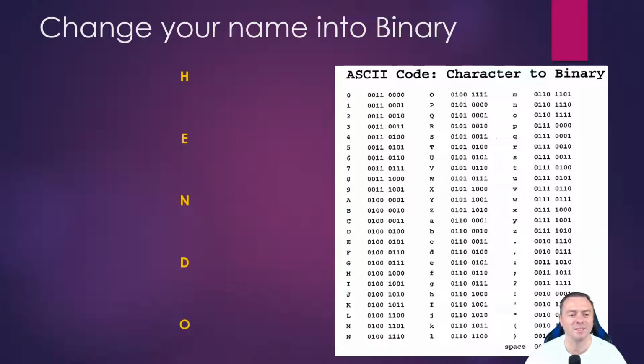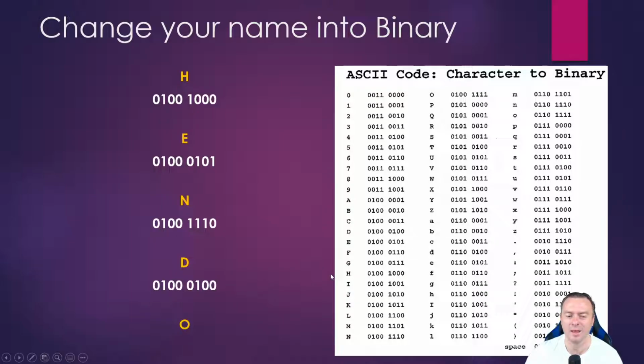Okay, so Hendo. If we go across and we look for H, there it is down here. So 01001000. Then it went to E. So down here, 01000101. Then the N across here. So 01001110. Then the D, 01000100. Then the O, 01001111. Awesome. Cool. So that's one way that you could do it.